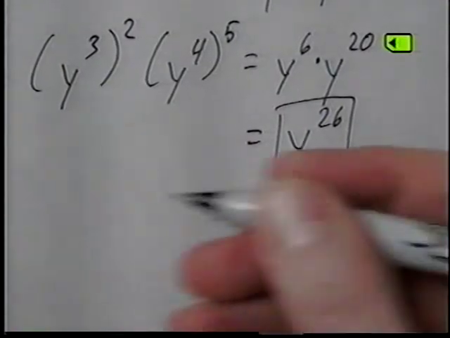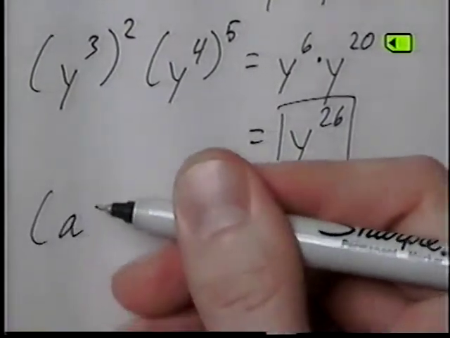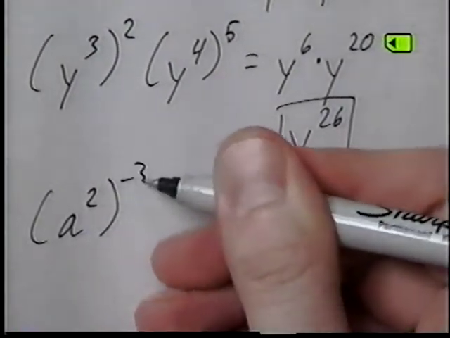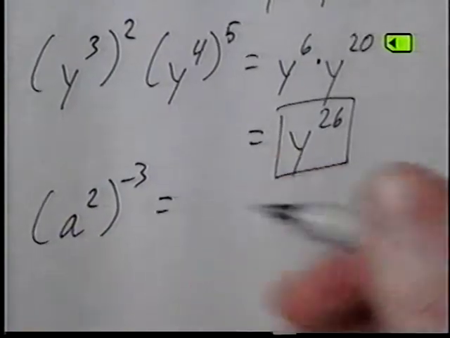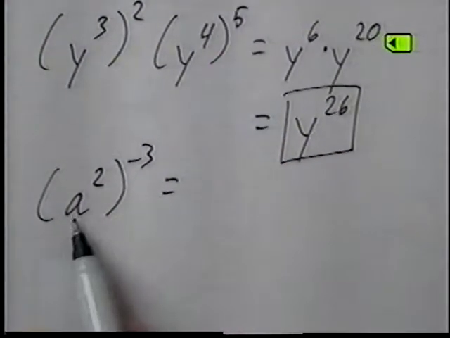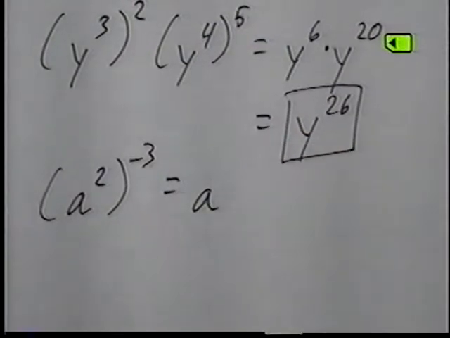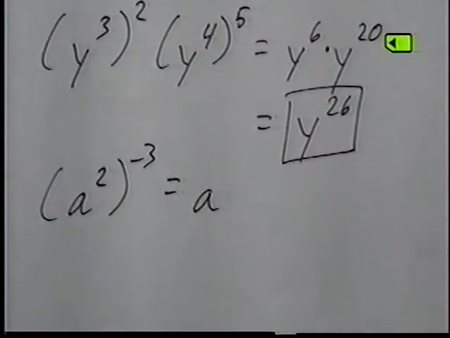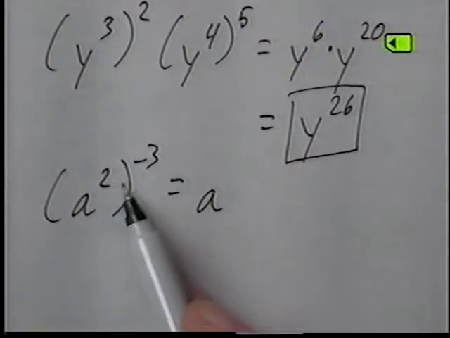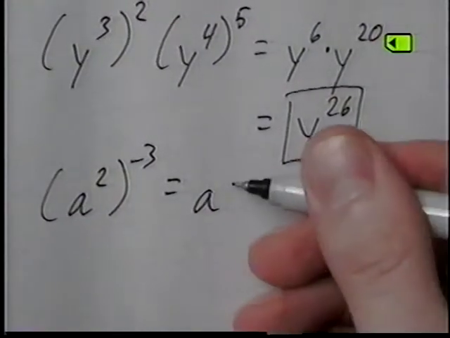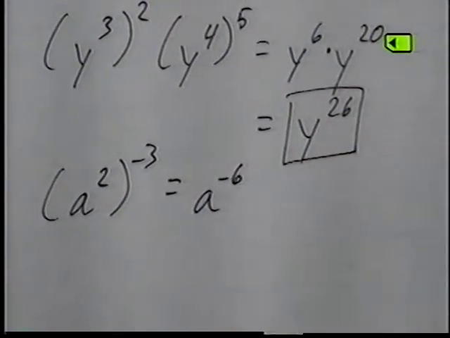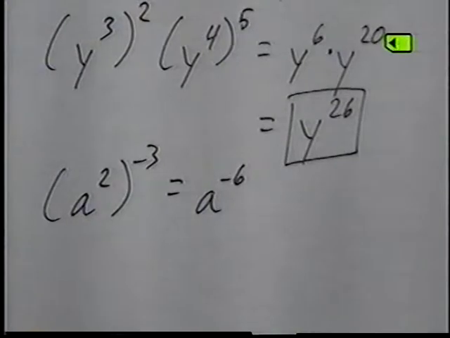And last question for this section. A to the 2nd power raised to the negative 3rd power. The base stays the same. Two exponents separated by parentheses. Multiply these. 2 times a negative 3 would be negative 6.